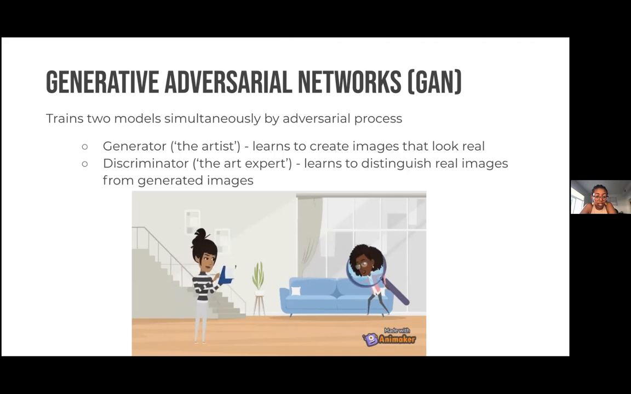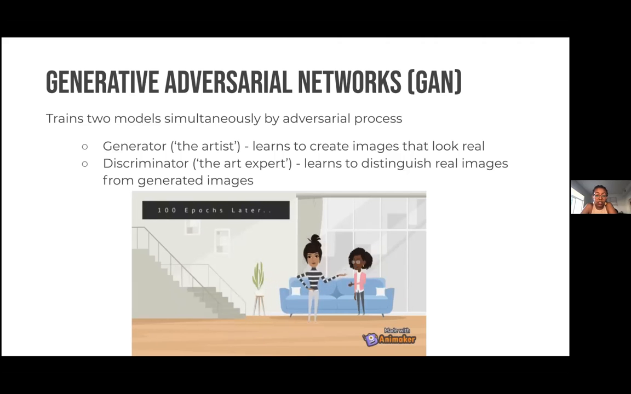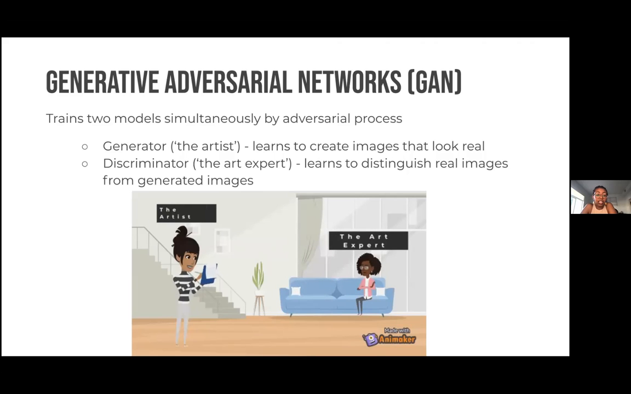As presented here by the GIF, you can see the interaction of the two models, as represented by the artist and the art expert, and how they learn from one another in order to create an image that looks real.